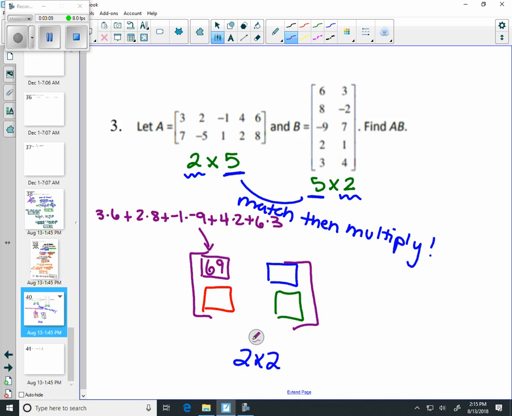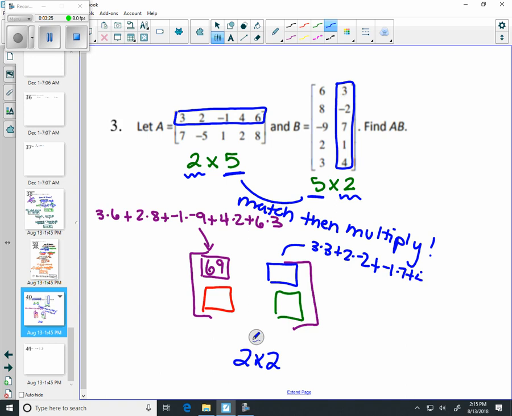For that next entry, again, still using my first row here. First row, second column, 3 times 3 plus 2 times -2, -1 times 7, 4 times 1, 6 times 4. And when I do that in my calculator, I get 26. Your last 2 entries here, I'll go ahead and fill those in for you, are 21 and 72.